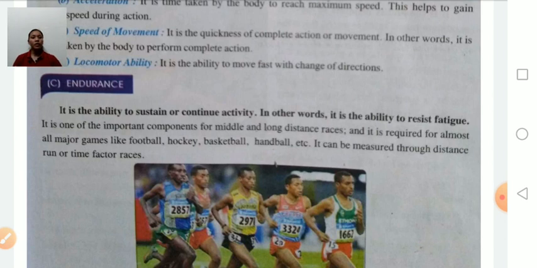Endurance is one of the important components for middle and long distance races, and it is required. Endurance is required for almost all games like football, hockey, basketball, handball, etc. In this type of games, maximum endurance is required. Endurance can be measured through distance run or time factors.